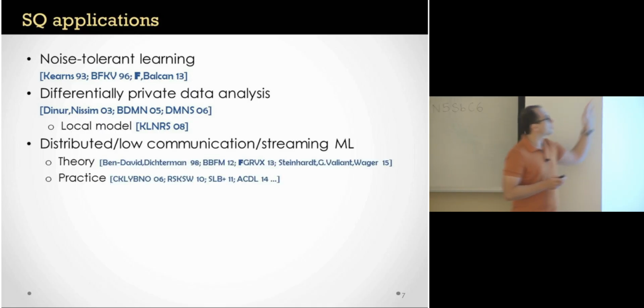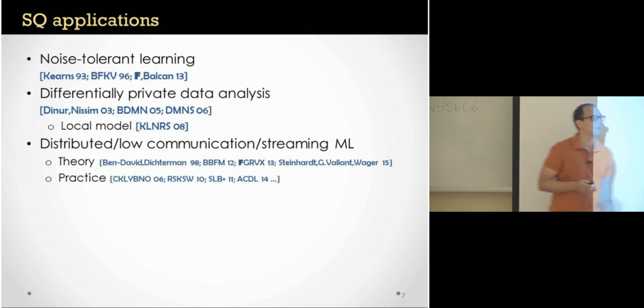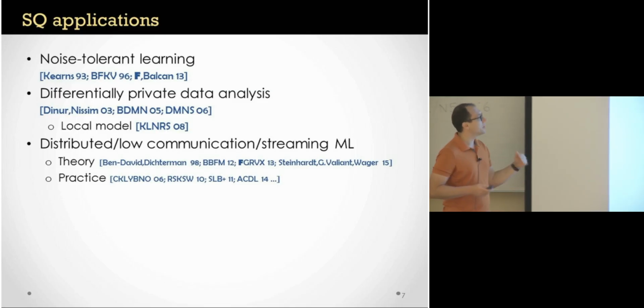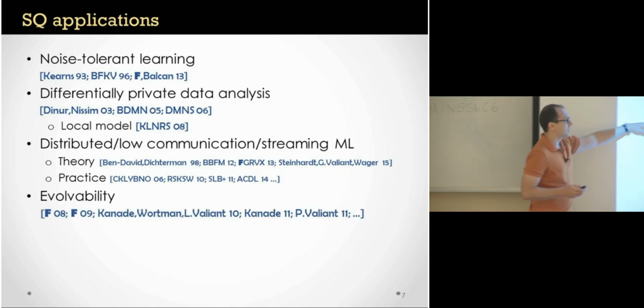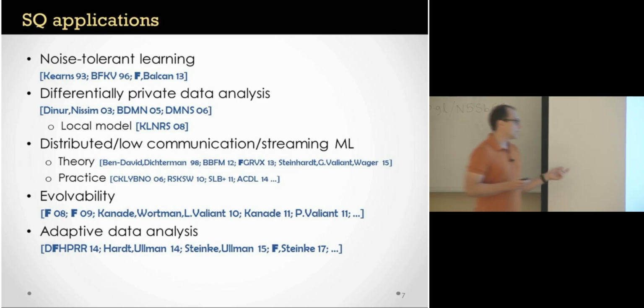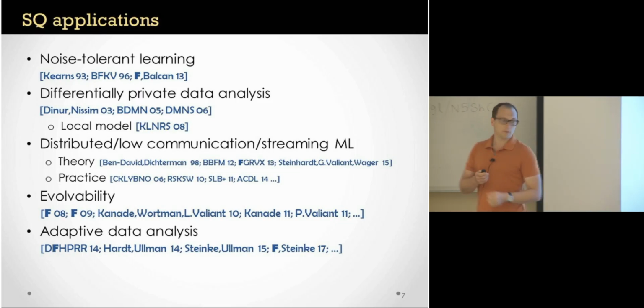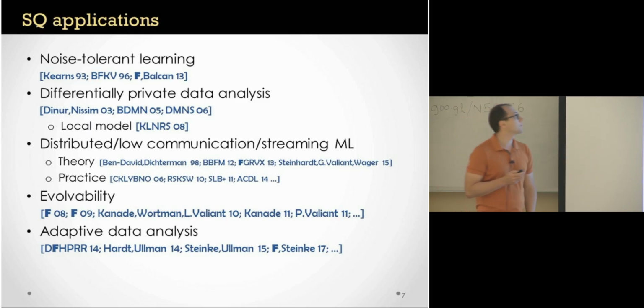There are many connections to learning in the distributed setting or low communication setting and streaming machine learning, both in theory and also in practical applications. It has been very useful in understanding Valiant's model of evolvability, and more recently in the context of understanding adaptive data analysis, and that's a talk Thomas gave earlier at this conference.